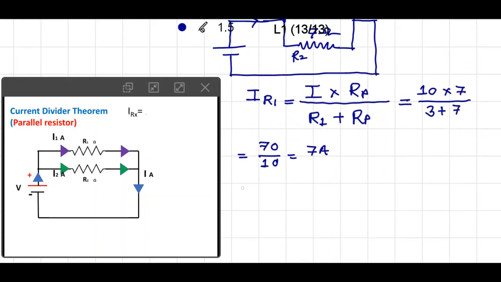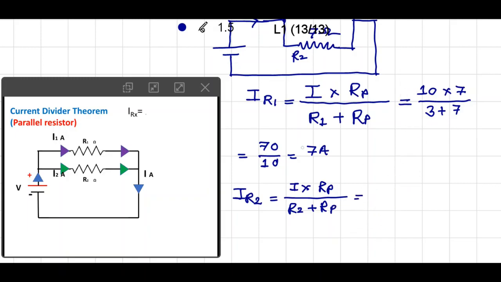Now similarly, if we want to find out the current through resistance R2, then we can simply write the value of I into Rp, but now we are finding out the current through this second resistance, so now we have to consider this resistance as Rp. So in our case it is 3 ohm, divided by the resistance through which we are measuring the current, that is R2, plus Rp.